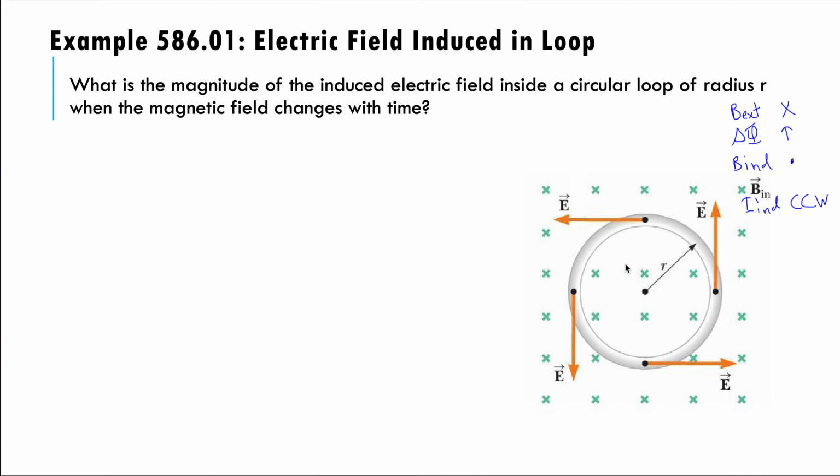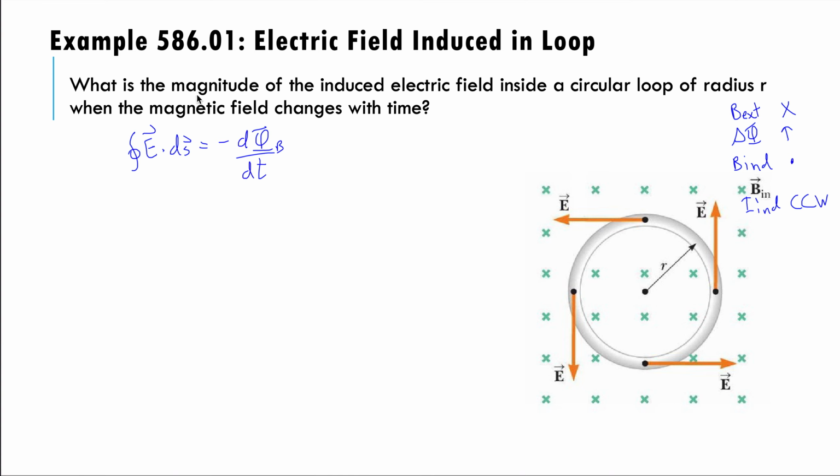In this example, we want to figure out what is the magnitude of this induced electric field inside a loop of radius r when the magnetic field changes with time. So let's go ahead and write down Faraday's law. We're going to have the line integral of E dot ds equals the negative derivative of the flux with respect to time, the magnetic flux.